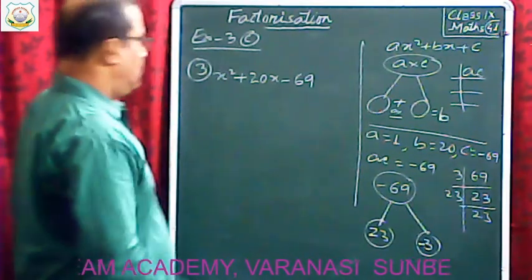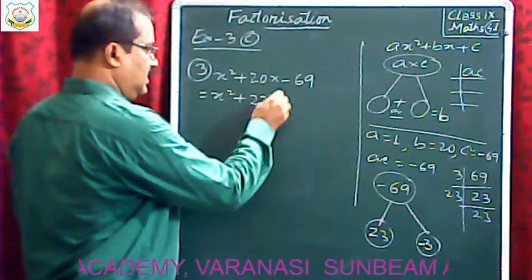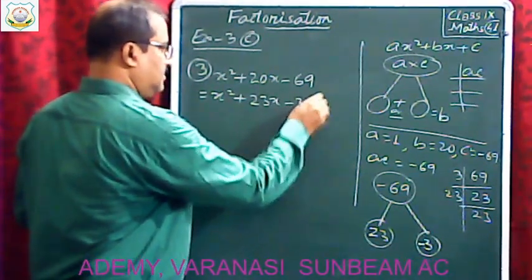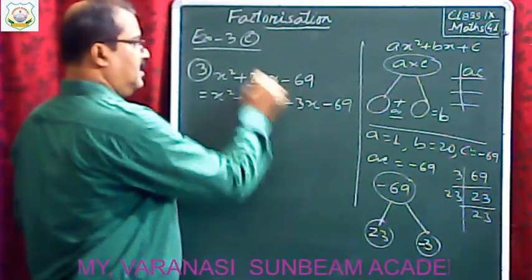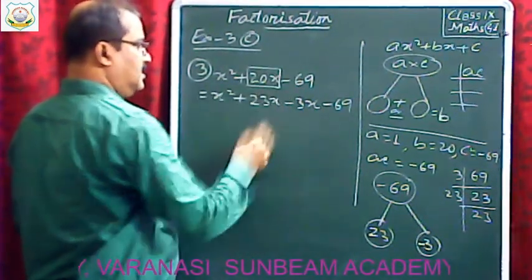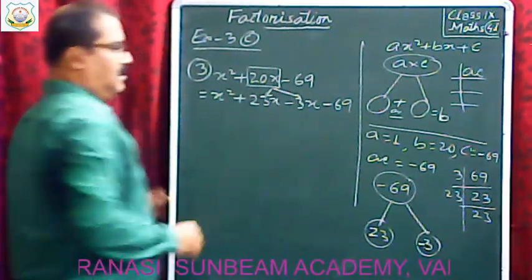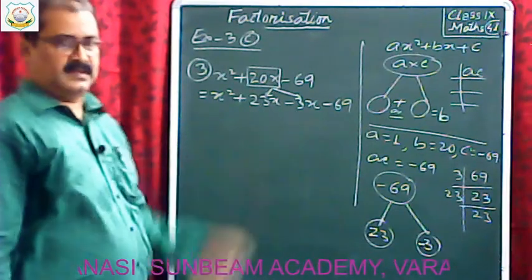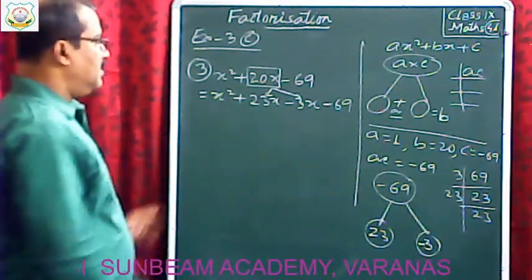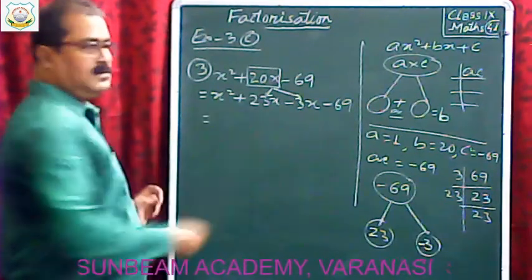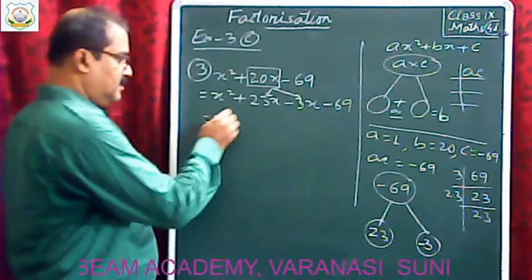Okay, you have to write it in this way: x square plus 23x minus 3x minus 69. The middle term is 20x, and that we have split into 23x minus 3x. That is mental work or rough work. Now thereafter, there are 4 terms, so we take out common by grouping. From the first 2 terms we have to take out common, so x is the common term.